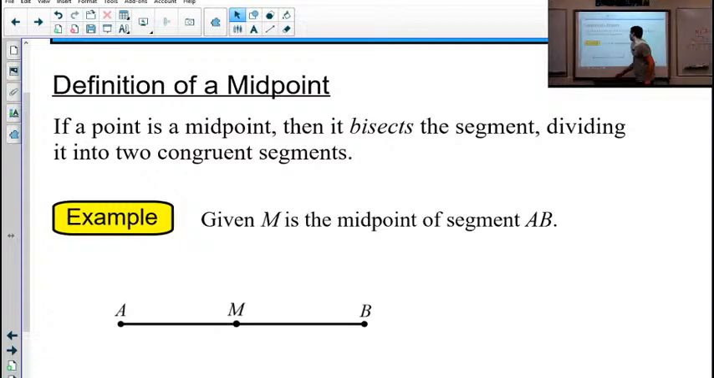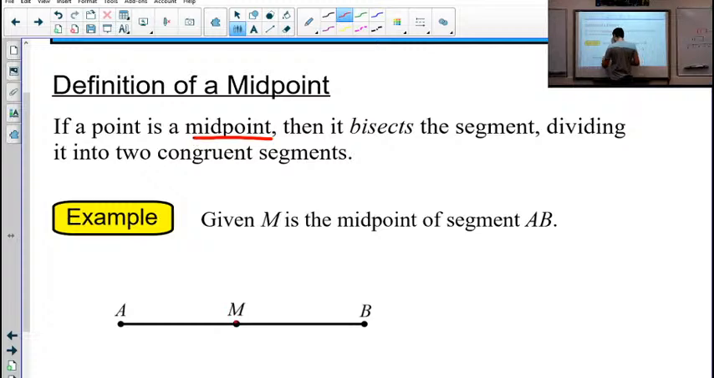So, first one is a midpoint. And I alluded to this earlier this week and said between doesn't necessarily mean that it's exactly in the middle, because now we're talking about exactly in the middle. So a midpoint is just a point in the middle. And in this diagram, it's going to be that point M right there. And we're saying that it bisects the segment, dividing it into two congruent segments.